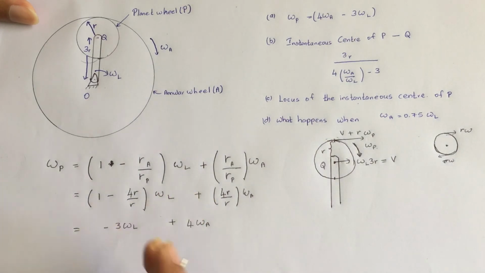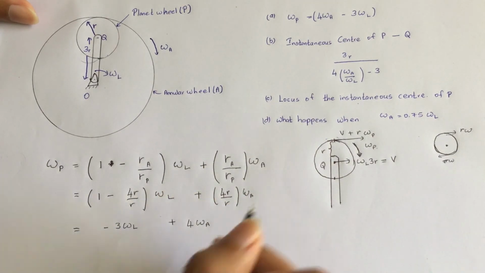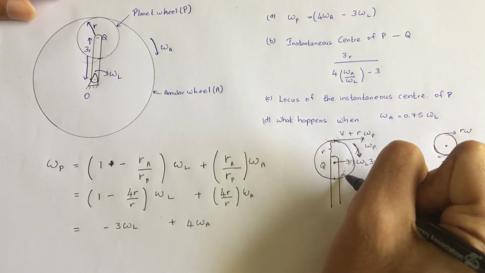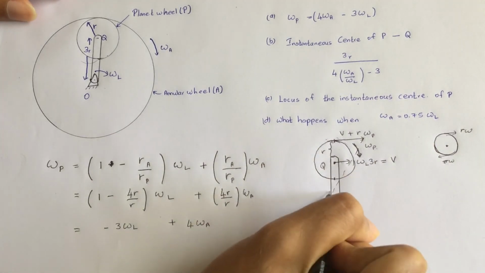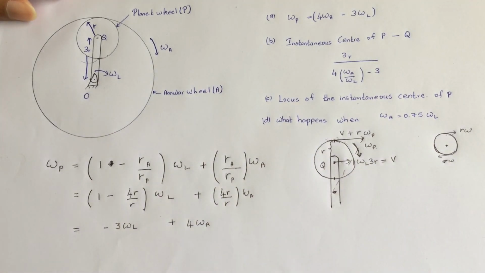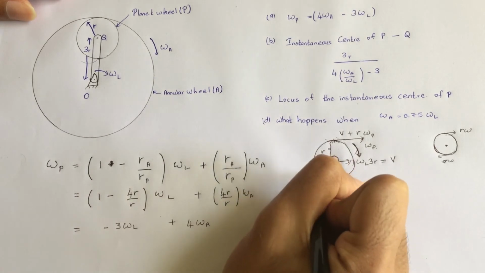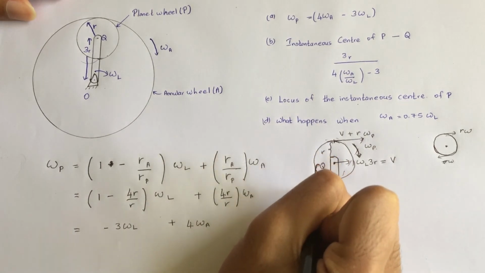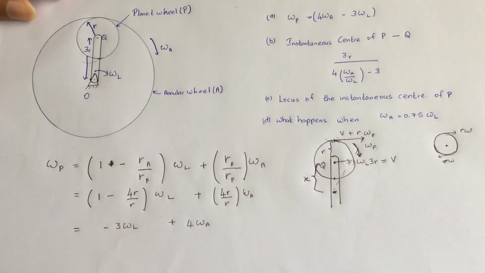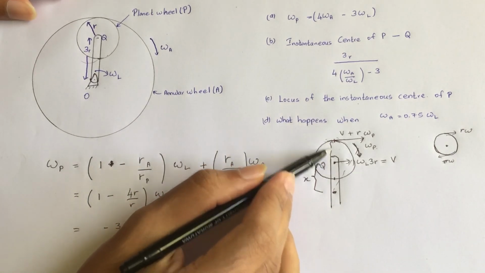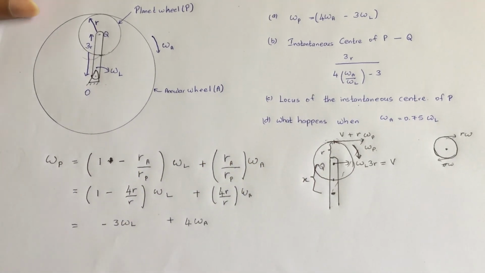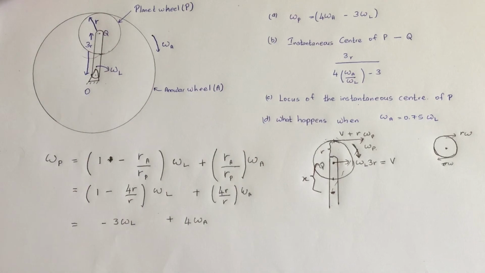So we need to find the instantaneous center. I'm going to draw a triangle like over here. Let's say here is the instantaneous center. From Q we need to find that. They have asked from the point Q, so I'm going to mark it as x, and we also know the value of this r. From that we need to find the value over here.